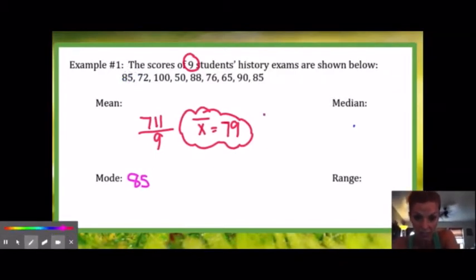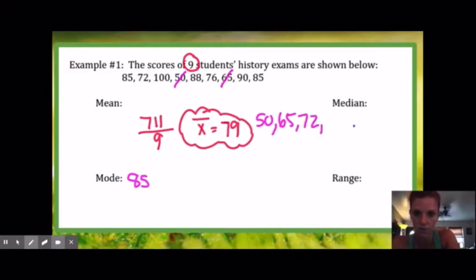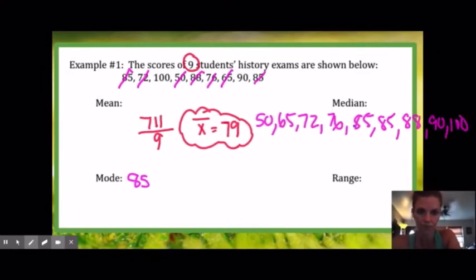Let's try it again. Ready? 50, 65, 72, 76, 85, the other 85. What did I miss the first time? I missed 88, 90, and 100. Let's see if I'm right. 1, 2, 3, 4, 5, 6, 7, 8, 9. Okay, here we go. Now let's find the median.